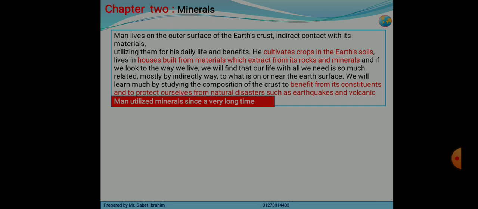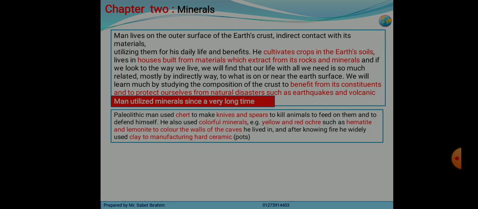A long time ago, man used chert to make knives and spears. I mean Paleolithic man. To kill animals and to feed on them, also to defend himself.